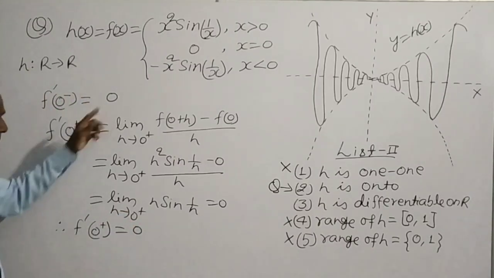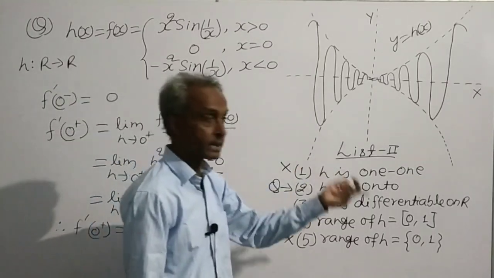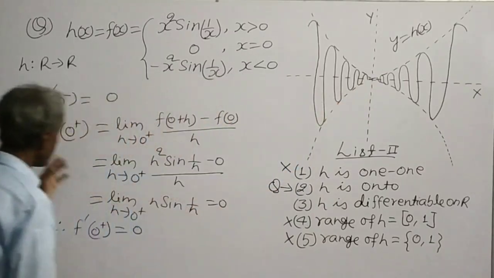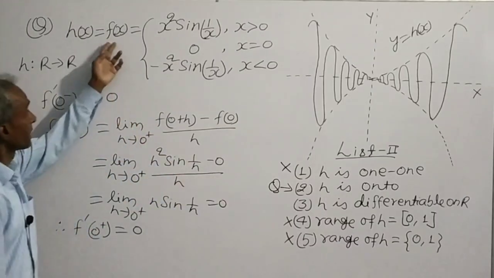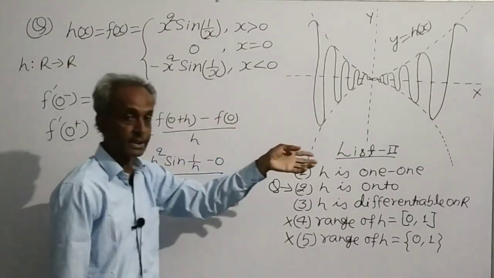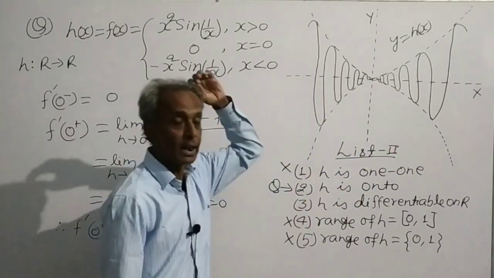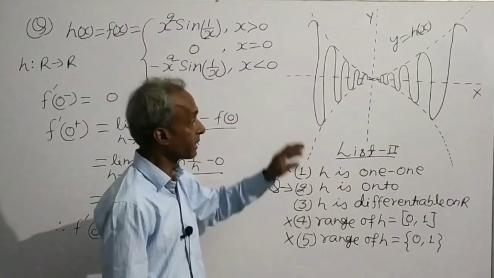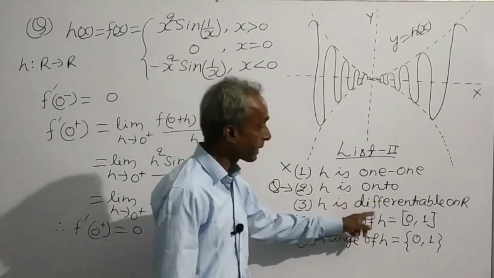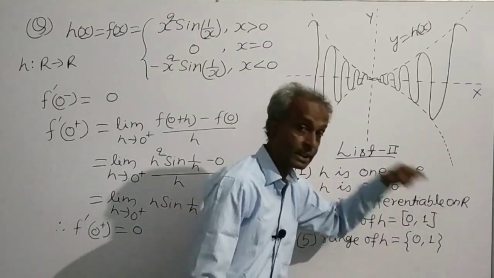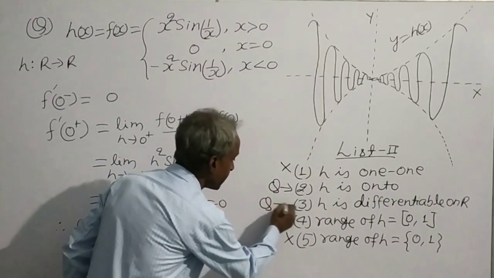Since the left-hand derivative is equal to the right-hand derivative, therefore the function is differentiable at x equal to 0. That means f(x) is differentiable at x equal to 0. Since f(x) is equal to h(x), therefore h(x) is differentiable at x equal to 0. At all other points in the real line, it is also differentiable. Therefore, h is differentiable at each point in the real line. Therefore, Q will also be matched with this entry.